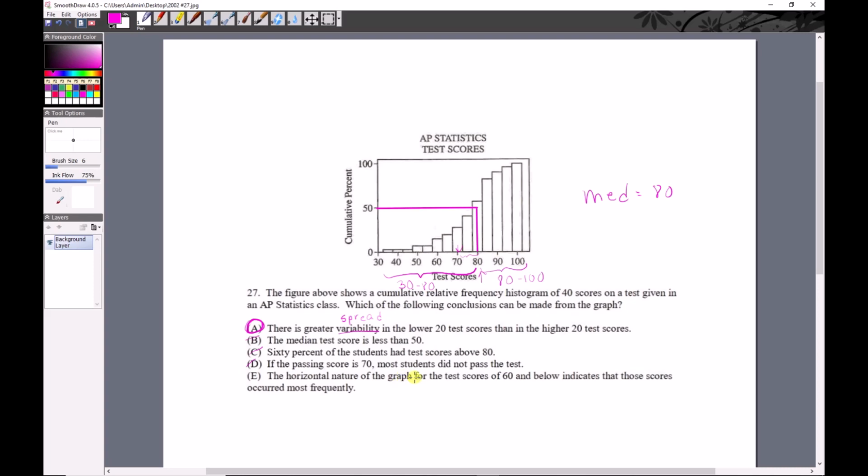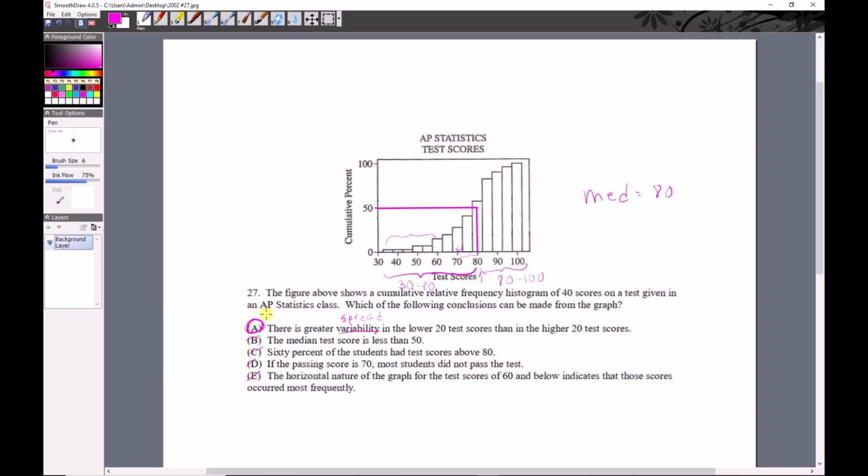Horizontal nature of the graph for test scores of 60 and below, so I guess we're talking about these here, indicate that those scores occurred most frequently. I don't know. First of all, it's not totally flat, but even if it's sort of flat, they're really not occurring too often. I mean, these are a few extremes that are making this, that's why they're so short. So this thing is out. So the answer is A. I think that's pretty clear.